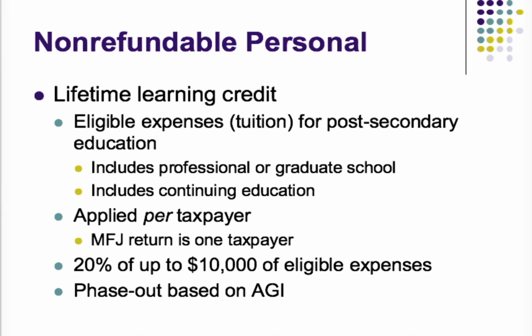We've got the lifetime learning credit, which is a less extensive credit for higher education expenses. This one does include professional or graduate school, so it's a little bit different in how it functions. Again, it phases out based on AGI and has a maximum benefit of $2,000.